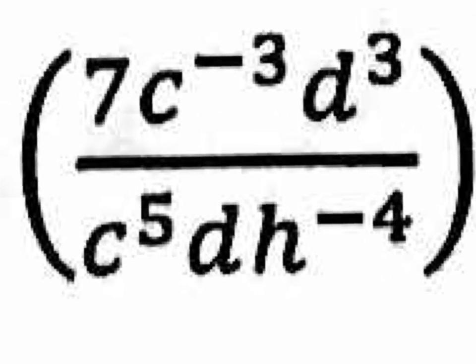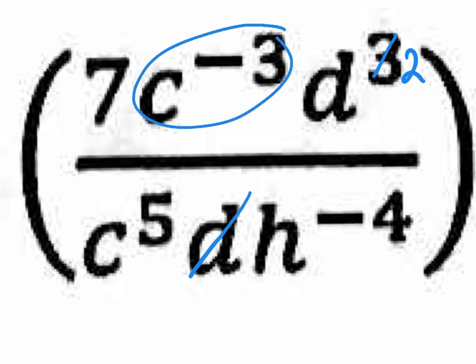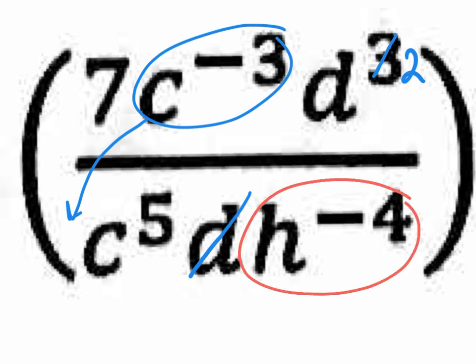On the inside, is there anything that I could cancel? There's a d on the bottom that could cancel with one of these 3, and I'll have 2 left over on top. Right? What else on the bottom? I have c's, but I don't really want to cancel the c's yet. This one has a negative exponent. So what I'm going to do is take this c to the -3 and bring it down right in front of the c to the 5th. Okay? And I'm also going to take this, might as well, take this h to the -4 and move it up and make it h to the +4.